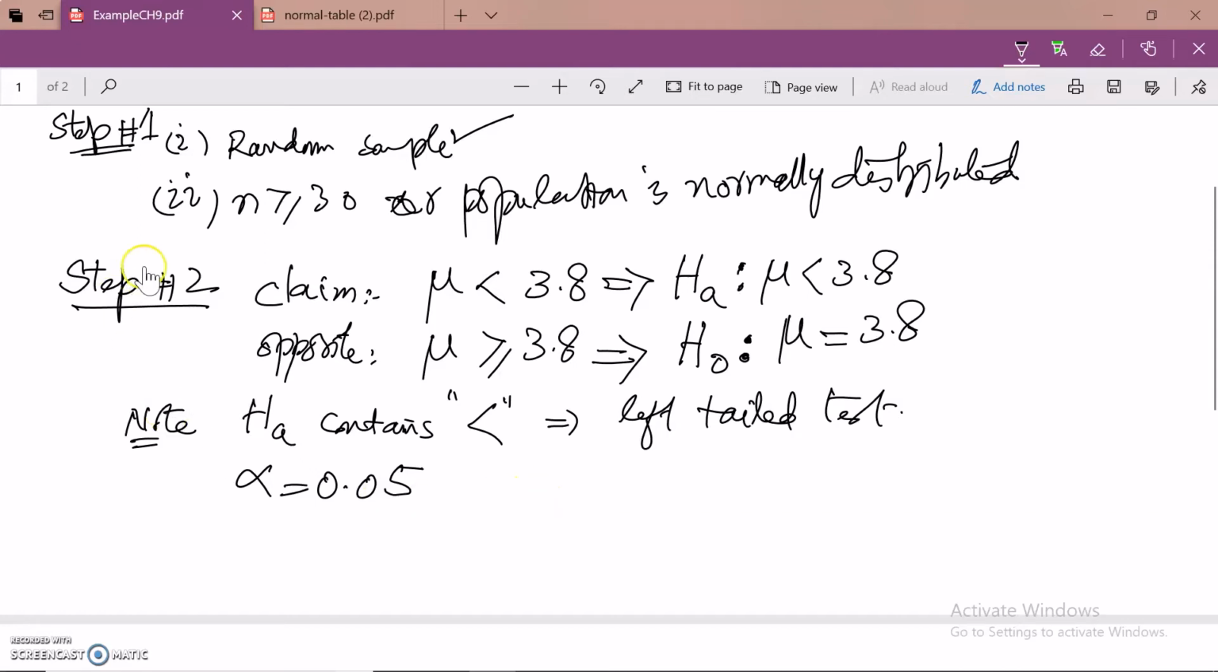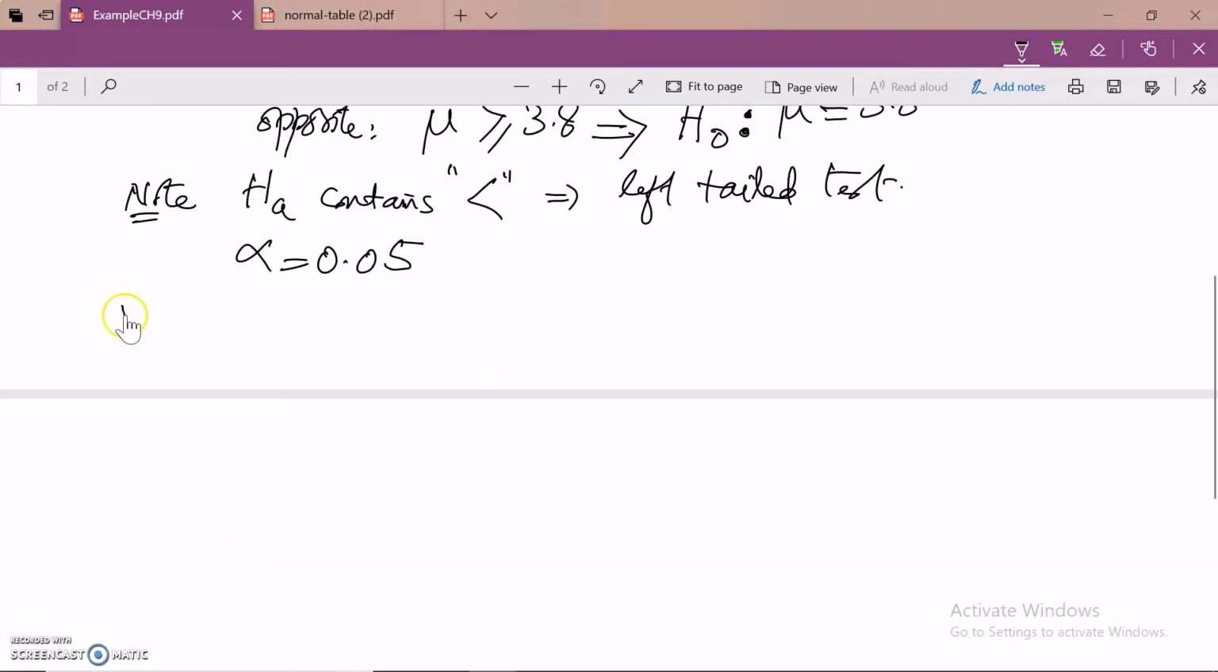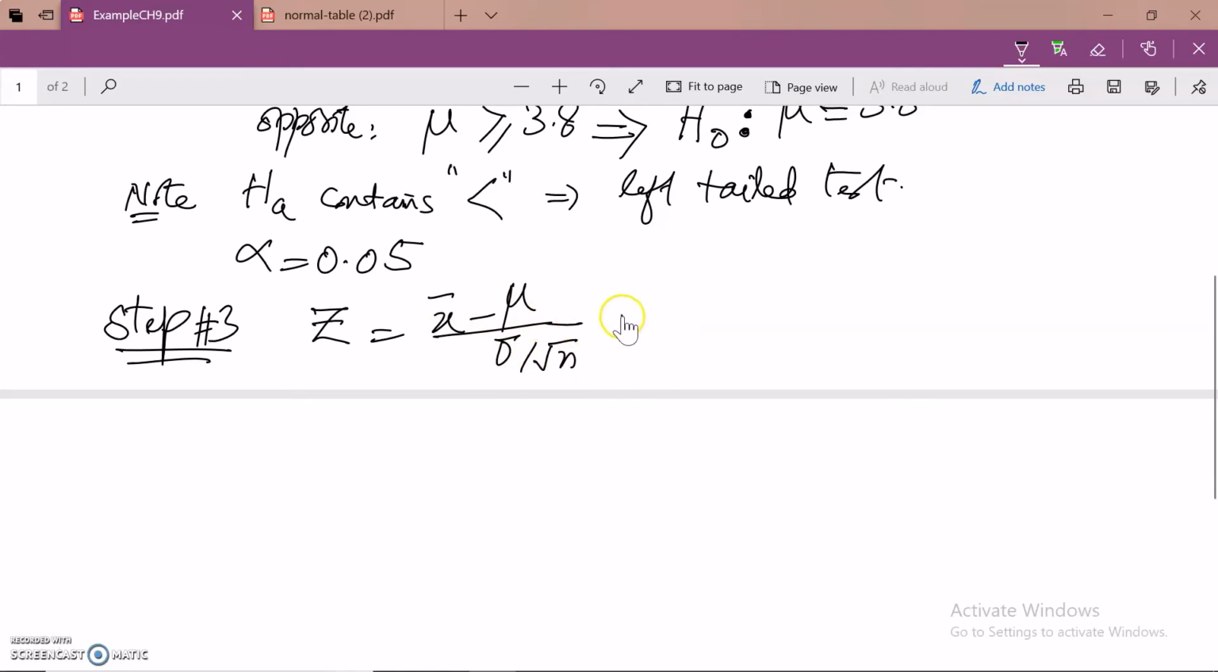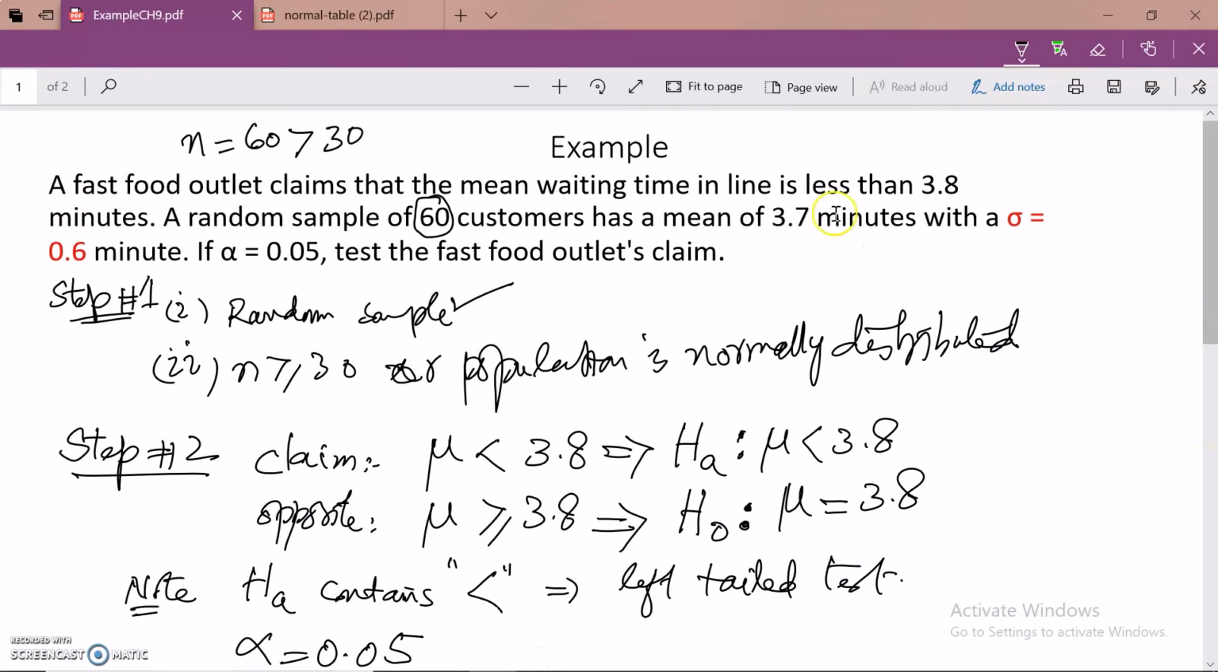So now we have done the first step, we have done the second step. Now let's move to the third step. What is step number 3? In step number 3, we compute the value of the test statistic, right? And for this we have a formula: Z equals the sample mean minus the population mean, divided by sigma over the square root of the sample size, right? We have all these values. We have the value of the sample mean. Let me show you. It's 3.7. This is the sample mean, right?